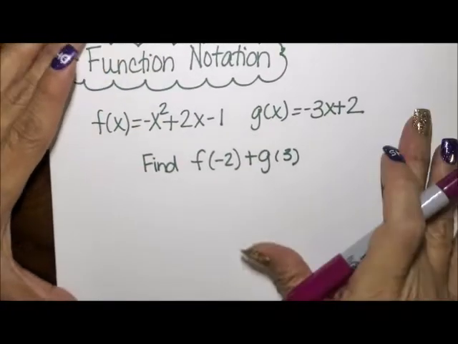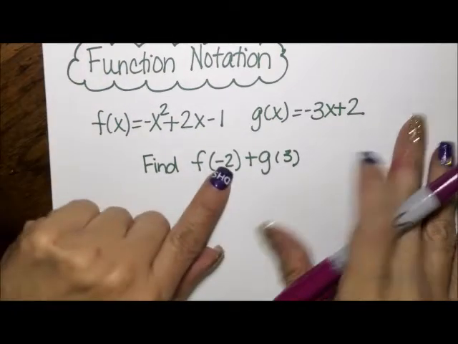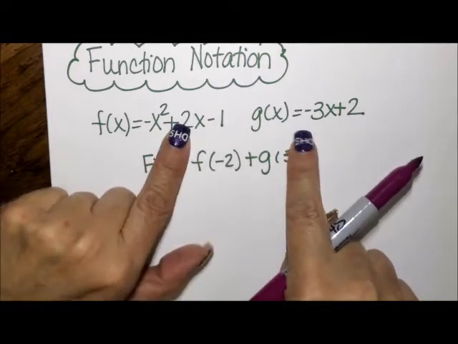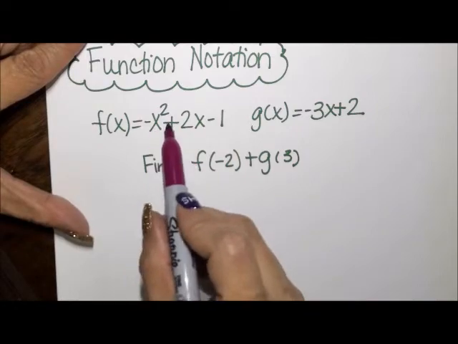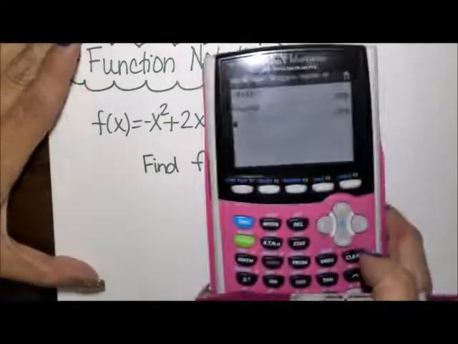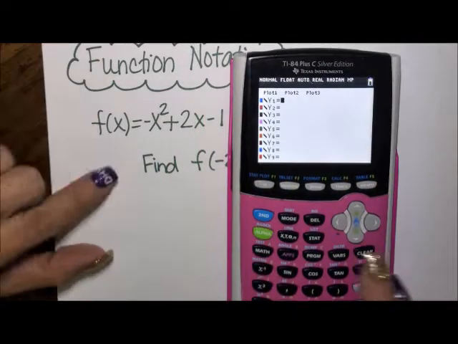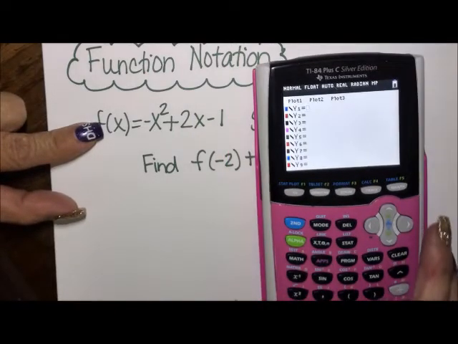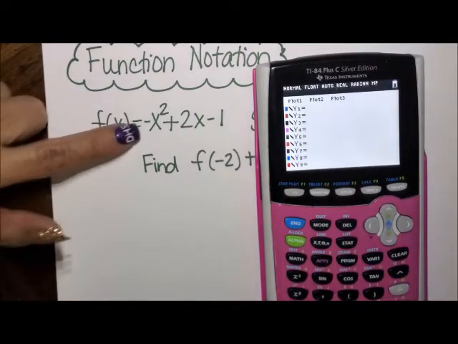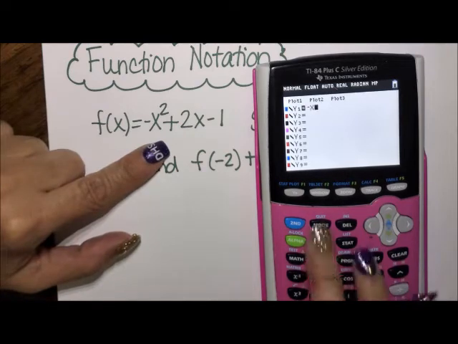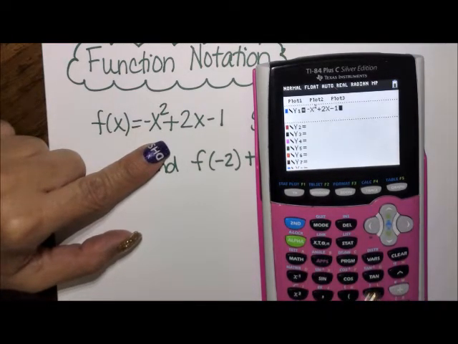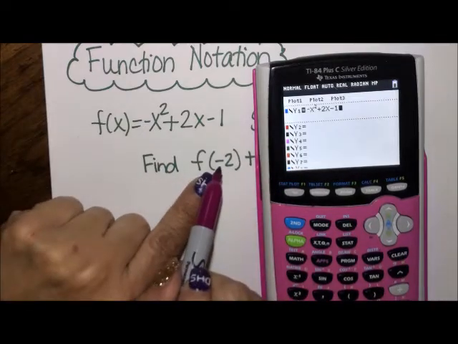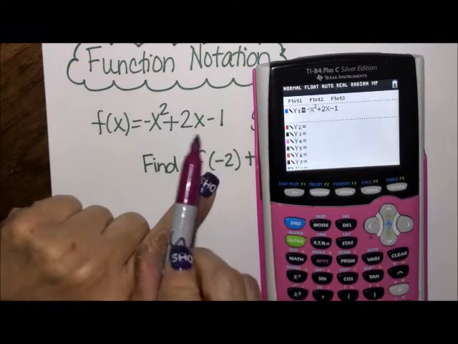Function notation, that's something else we did. Function notation is where we're going to plug these values in order to get our answer. This first one, negative x squared, honestly, I would use my calculator for that. I would remember that f of x is a fancy way of saying y. And I would say, okay, well, let me put this in. Negative x squared plus 2x minus 1. And I need to know when x is negative 2, what is my output?